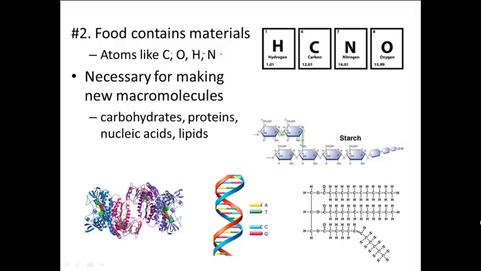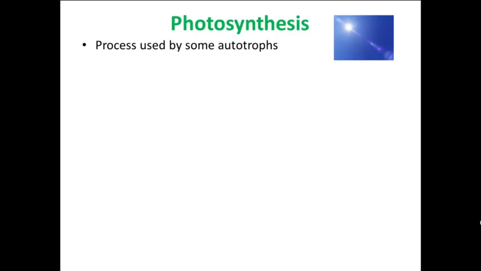If you're an autotroph, you don't get it through eating food. You get it either from making your own food or uptaking minerals from the world through your roots. All right, so photosynthesis, like I said, is the process used by some autotrophs, not all autotrophs.